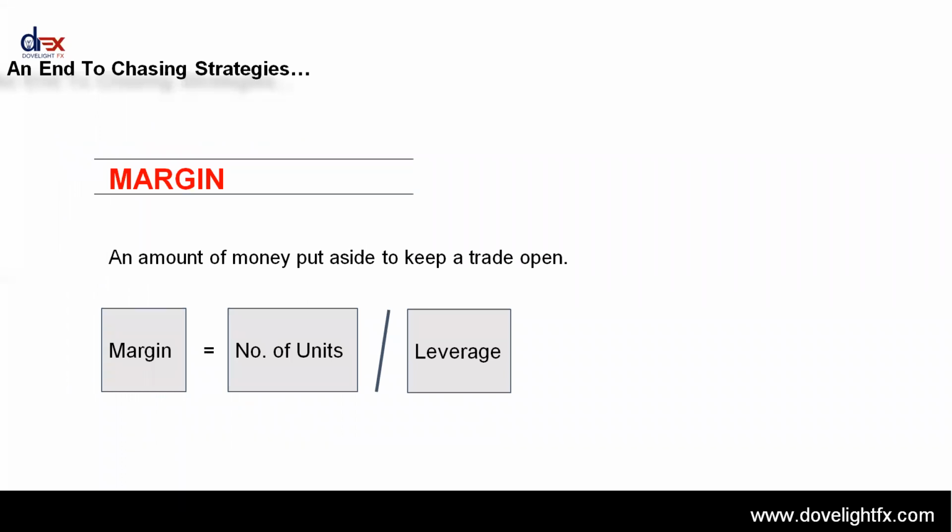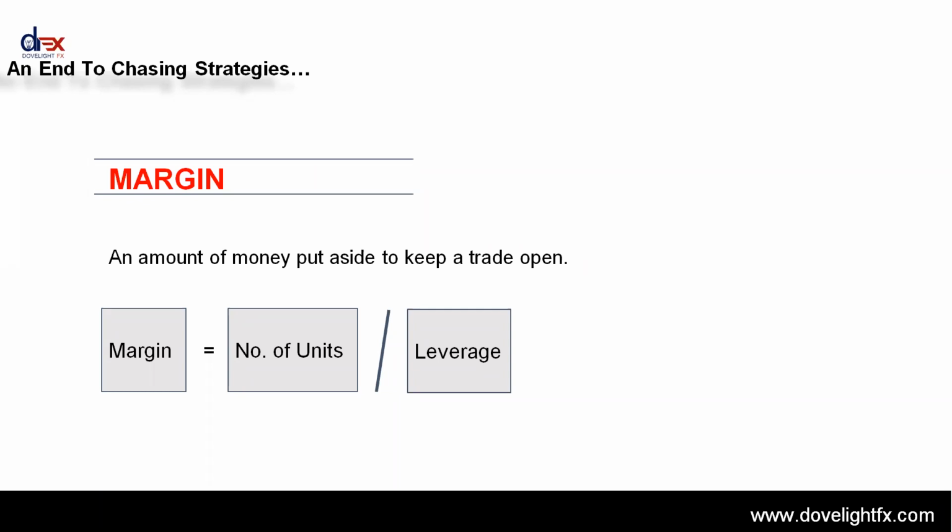So margin. As given by the slide, margin is an amount put aside to keep a trade open. Assuming I want to open a trade of one lot size, I have $1,000. I want to open a trade of one lot size, Euro USD. The broker is going to hold an amount of, let's say, $20. $20 is now going to be the amount that is put aside to open that trade. So it's simply an amount out of your total capital.